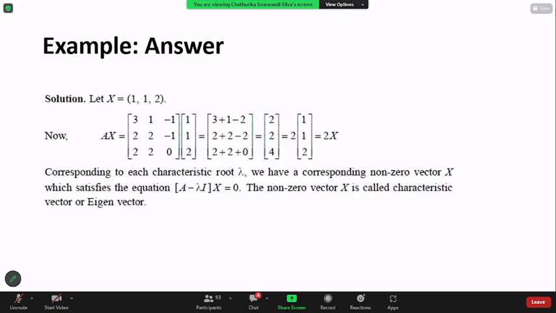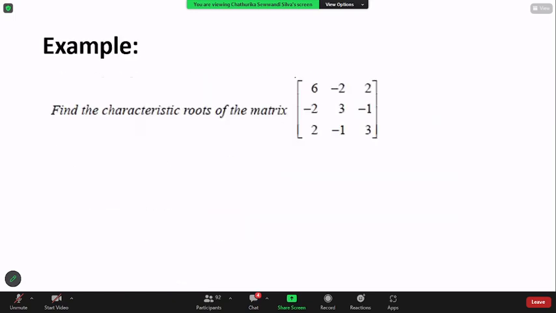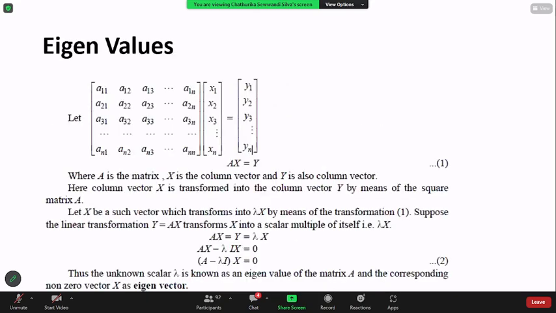Okay. Now we again go back to the definition. A column vector x is transformed into column vector y by means of square matrix A. What does this say? I think you will remember this.